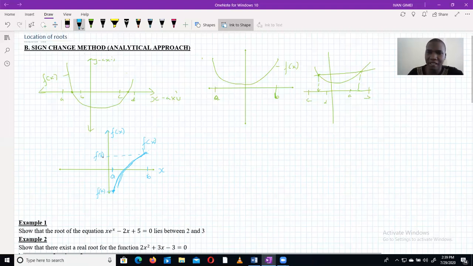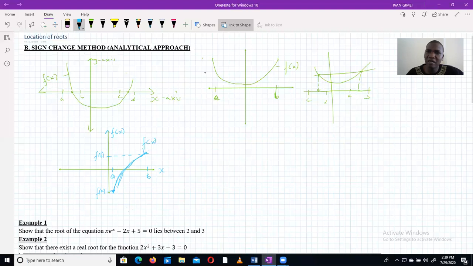They are having opposite signs because this one lies below the x-axis. The values of the vertical axis below the x-axis are all negative, and the values of the vertical axis above the x-axis are all positive. So notice that this one's above and this one's below. So there is a change in sign in the interval ab. Therefore, just by looking at the signs, we can simply say the root exists.